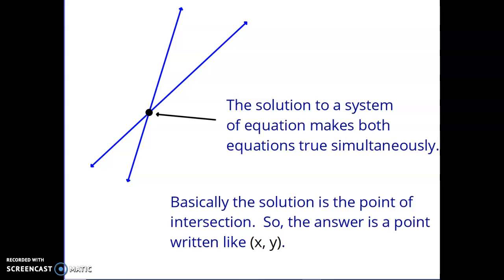So what is the solution to a system of linear equations? Well, the solution to any linear equation is a point that makes the equation true. Any point on the line would be considered a solution. So if we have a system, if we have two equations at the same time, the solution to a system of equations makes both equations true simultaneously. So right there, that point is on this line, and at the same time, that point is on this line. So it makes both equations true at the same time. So basically, the solution is the point of intersection. That's what you see right there, and it's written as a point with the x-coordinate first and then the y-coordinate.